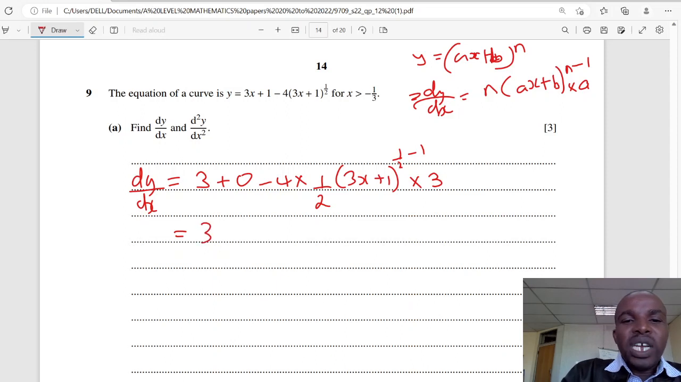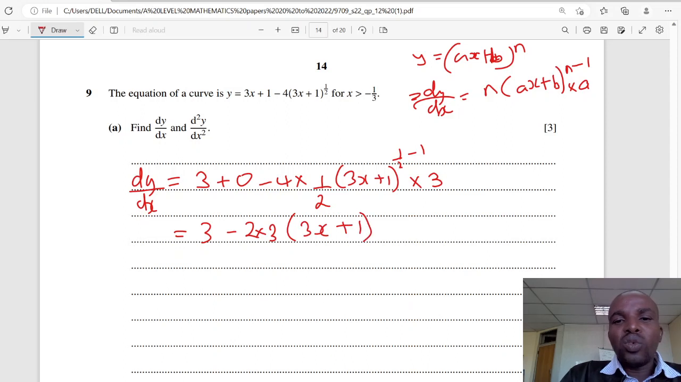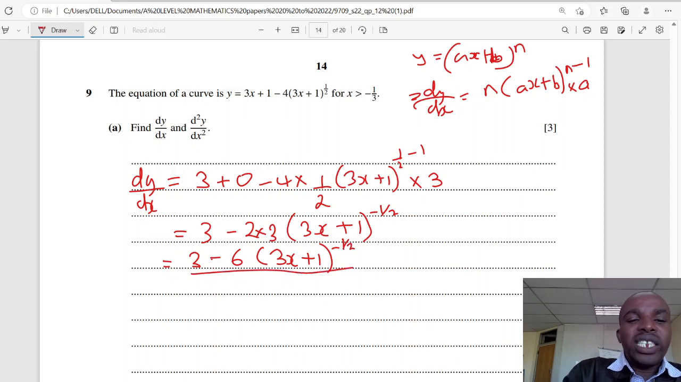Then simplify this part, it will be 3 minus 2. 2 times 3 actually is 6. Then 3x plus 1 to the power minus half, like this. So the final one will be 3 minus 6, then 3x plus 1 to the power minus half. So this will be your dy dx.